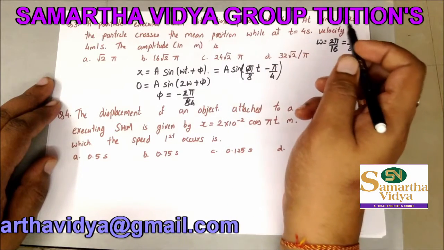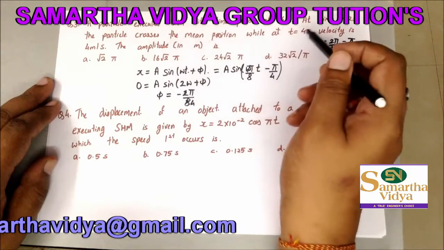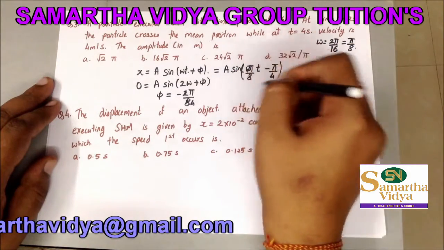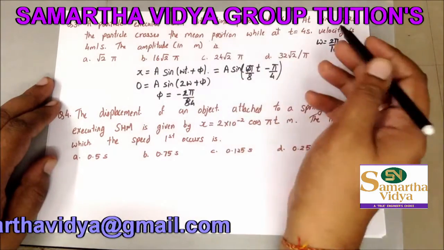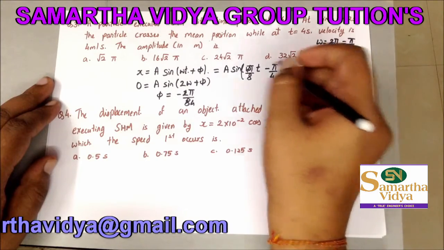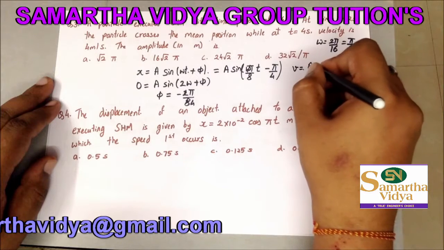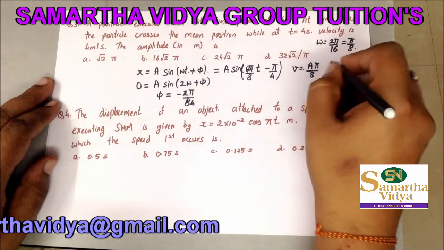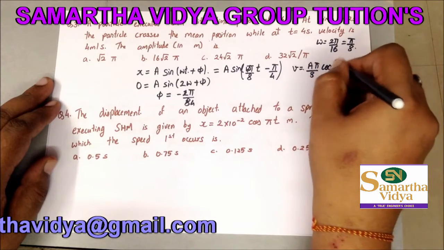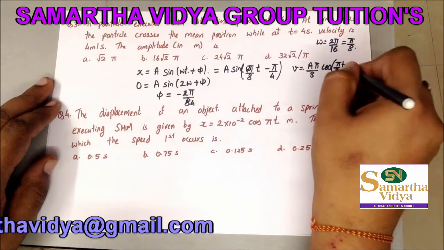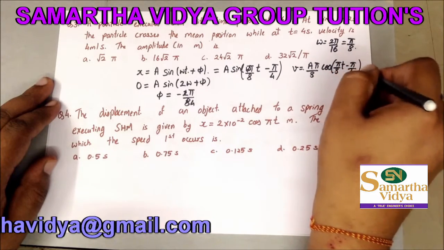Now they are talking about the velocity, which is 4 meter per second at time 4. So we can just differentiate this x so that we get the equation of velocity. If I differentiate, I will be getting the velocity as A pi by 8 cos(pi by 8 t minus pi by 4).